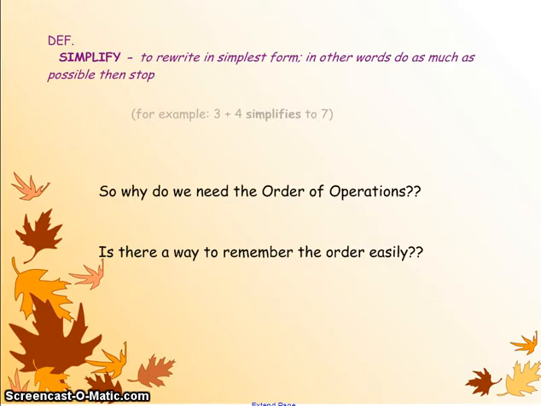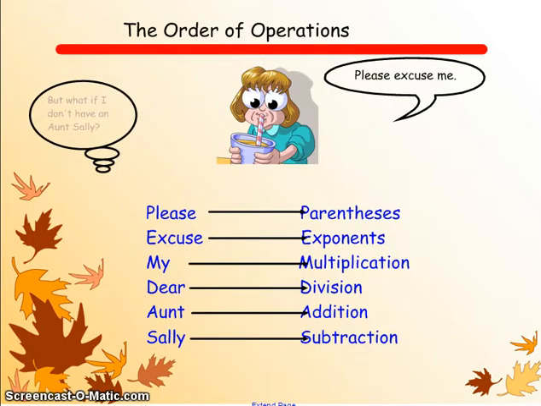Is there a way to remember the order easily? And hopefully at this point you're saying yes, there is a way to remember the order easily, and it is this: Please excuse my dear Aunt Sally. This is meant to help you remember the order in which to go about solving. The P in please is to remind you to always look for parentheses. Excuse leads you to exponents. My, multiplication. Dear for division. Aunt for addition. And Sally for subtraction.